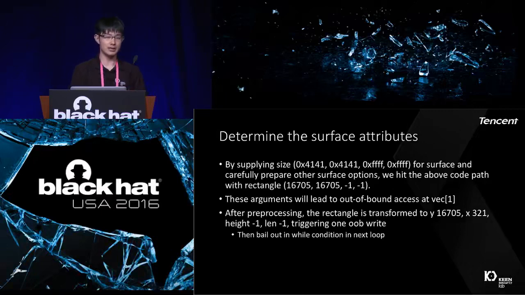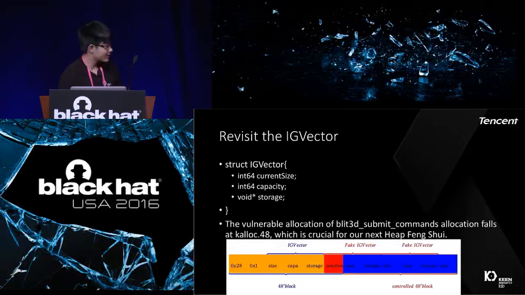So we have an OOB write on this IGVector add, but what is the IGVector, and what does IGVector add do? We need to revisit the IGVector structure. The IGVector structure is actually a 24-byte structure with 3 fields. One is the vector's size, one is the vector's capacity, and the third attribute is the vector's backing storage pointer. And when the vulnerability occurs, we can see that the vulnerable allocation is in the kalloc.48 zone.